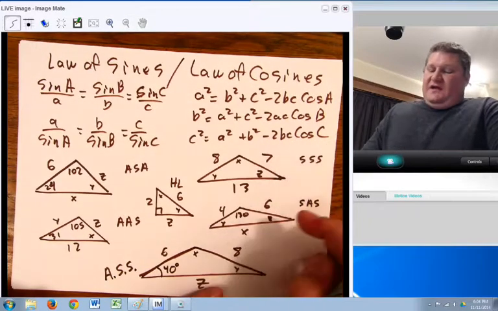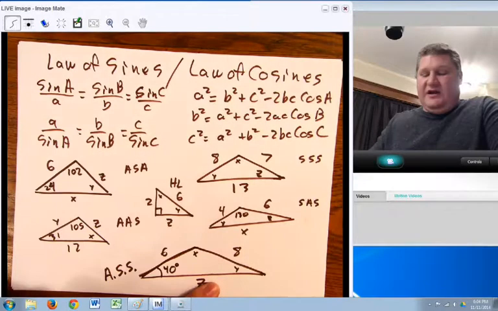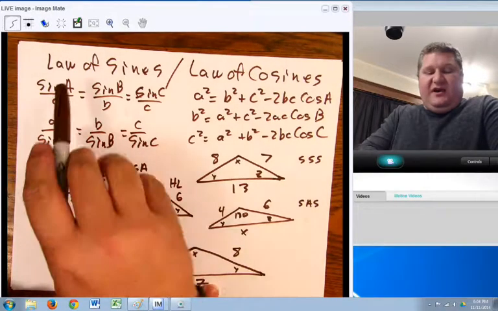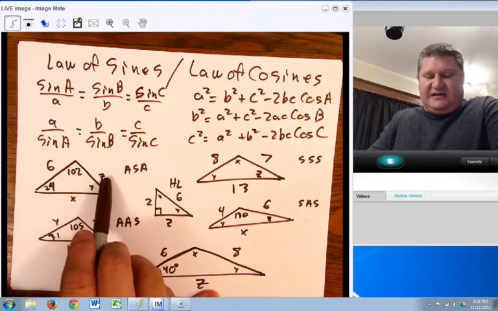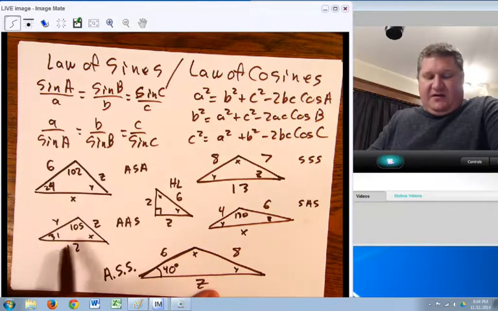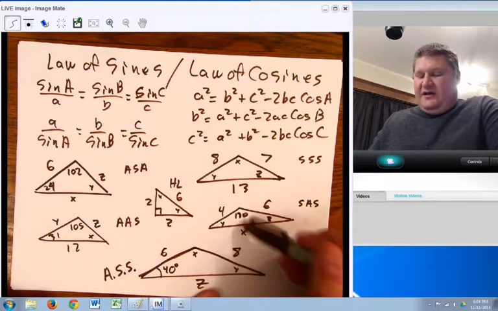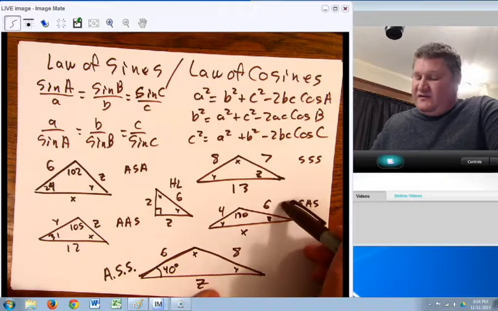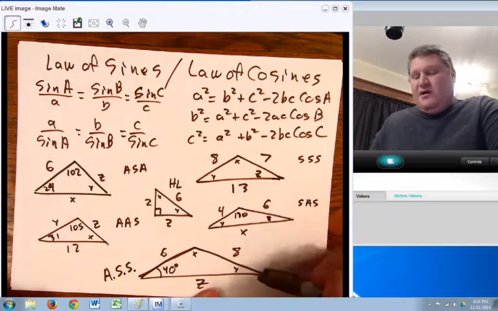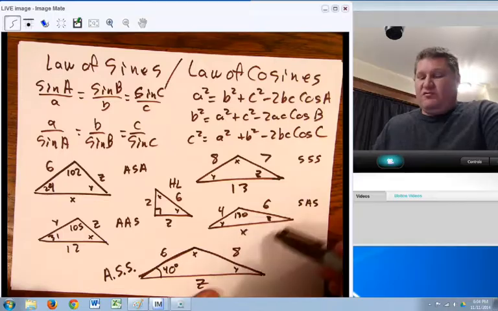If, on the other hand, I have side, angle, side, now you say, well, I have sides and angles over here. Well, that's true. But the law of sines requires you know an angle and the side opposite that angle. I don't have an angle and a side opposite. I have an angle but no side. I have a side but no angle. So in this case, I have no way of finding the remaining angle or the remaining sides.